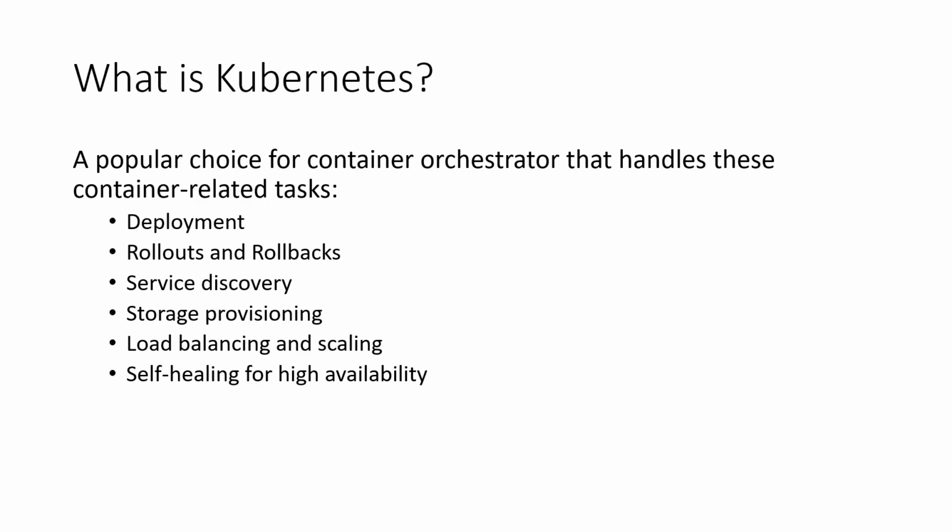Self-healing for high availability. When a container fails, hangs, or any kind of disruption happens, Kubernetes can restart or replace it autonomously. It can also take down containers that don't meet your health requirements, making sure that high availability is maintained.